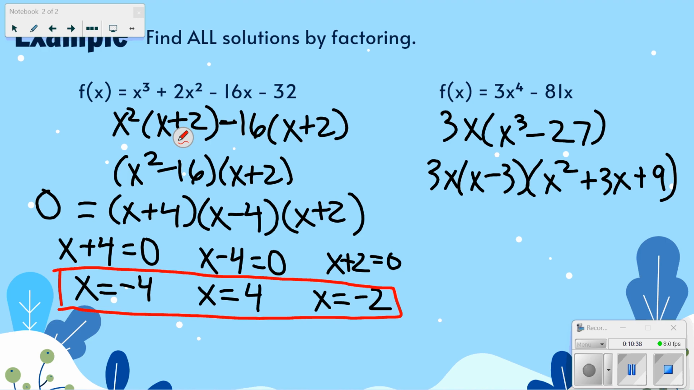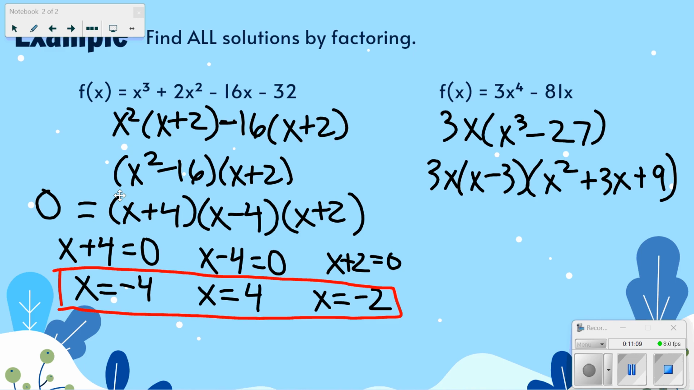So similar to your quadratic work, just now an extra factor. What questions do you guys have here? So our second example, you guys factored out your GCF first, and then noticing that it was the difference of cubes, using that SOAP idea. So you have 3x for your GCF, and then x minus 3, and then x squared plus 3x plus 9 if you factored all the way.